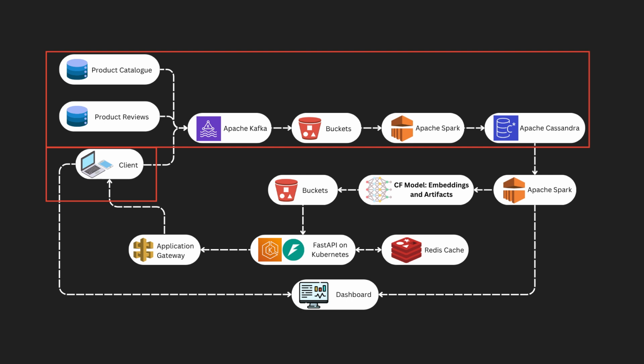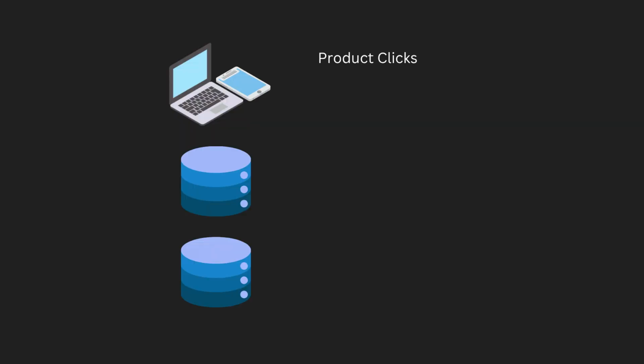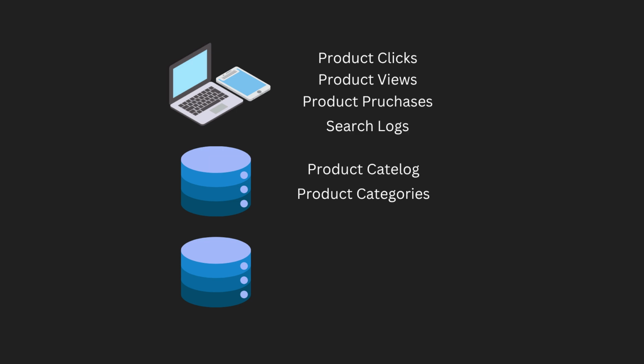In our case, we will have three sources of data: user events, which contains product clicks, product views, purchases, search logs, amongst other features; product catalog, containing metadata and categorization of products; and finally, we have product reviews, which sit in between product metadata and user events, conceptually.